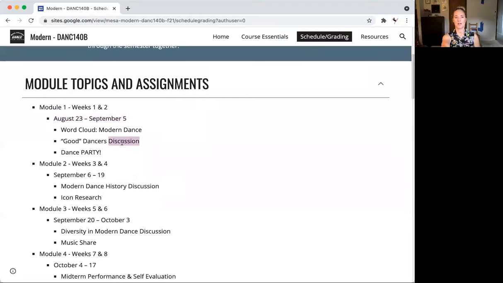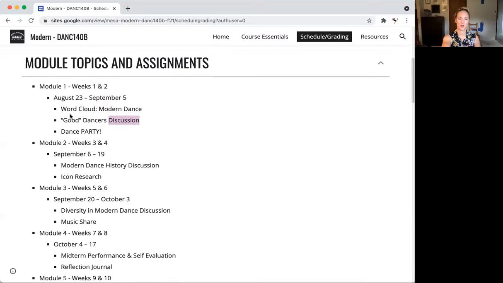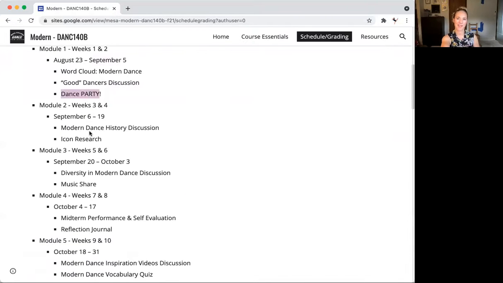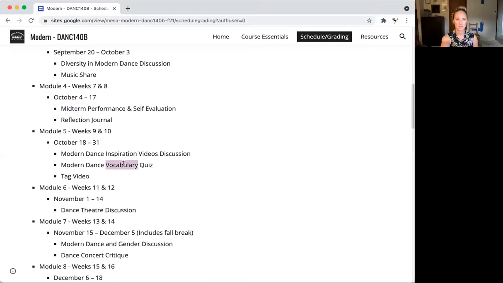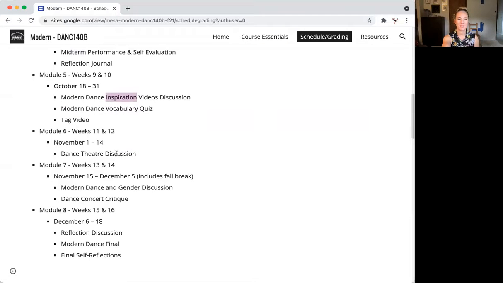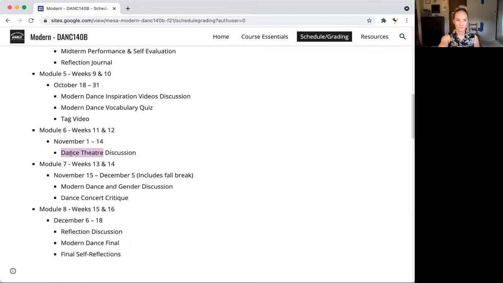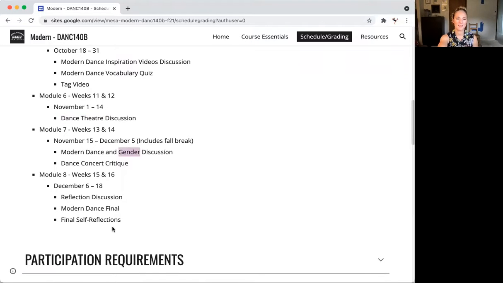Each one will have a discussion element and a participation in class element. We've got a couple little onlines. We're going to have a dance party Zoom. Looking forward to that, where you can meet and greet all the dance program. We're going to look into dance history, a little bit of modern dance icon research, diversity discussion here. We'll have our midterm performance evaluation, just really a checkpoint at the halfway. We'll look at vocabulary, some inspiring videos, dance theater, which is a unique subset within the modern dance umbrella genre. We're going to look at modern dance and gender, and then some final reflections.